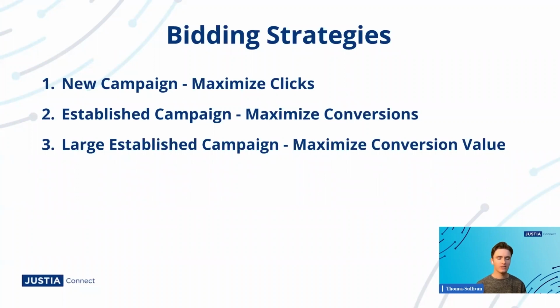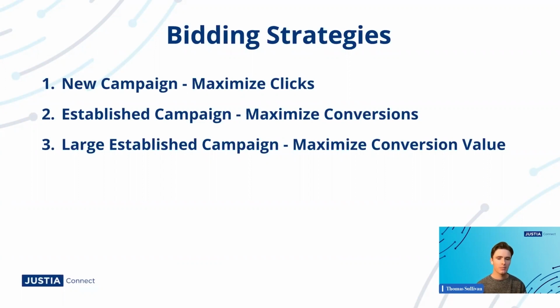And then you have the more established campaigns. For that, maximize conversions is probably going to be a good strategy for you. You'll get to benefit from all of the smart bidding information that Google has. You're probably going to see good performance in the long run with that. And then lastly, for the very large established campaigns, you might want to look into something like maximize conversion value. Again, this can be a good option for very large campaigns that have a high monthly spend and a lot of volume.